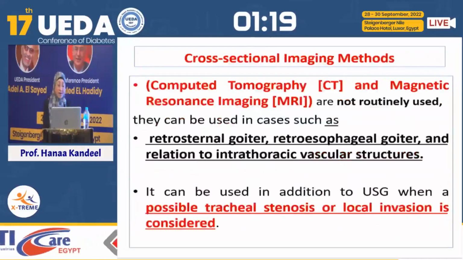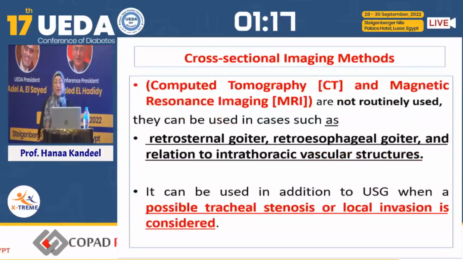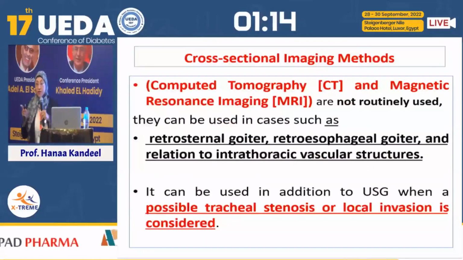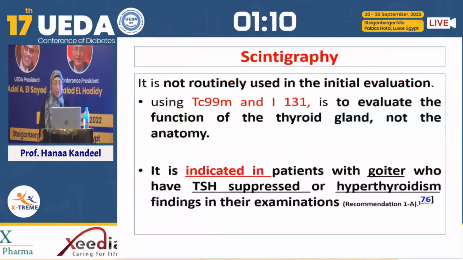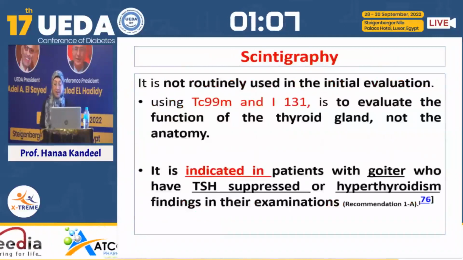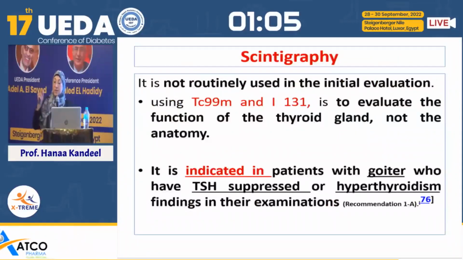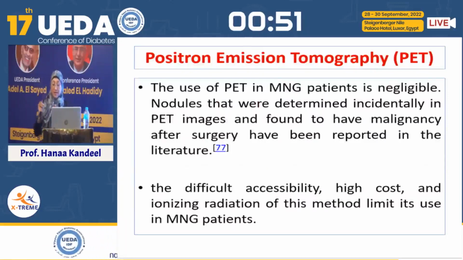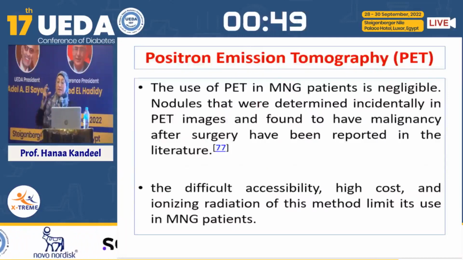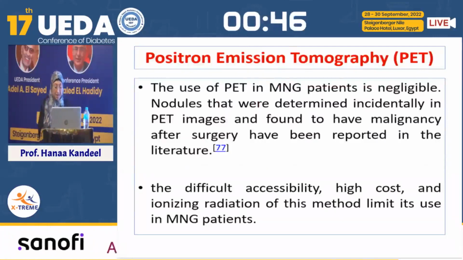For cross-sectional computed tomography, if there is retrosternal extension or invasion of the nearest structures, we can send the patient for CT or MRI. Scintigraphy is used to detect the cold nodule and the best area from which we can take the biopsy. Positron emission tomography is not needed, but sometimes we accidentally detect that there is some malignancy present in the lymph node of the neck.